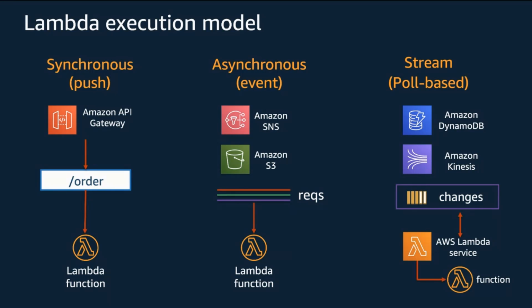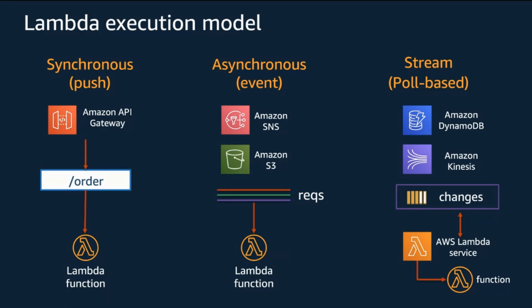And then lastly, there's the stream or pull-based execution model. In this case, with examples such as Amazon Kinesis and Amazon DynamoDB, these services are going to send out a stream of changes. And so the Lambda service will actually pull for and pull down these changes or those records and then invoke a Lambda function on your behalf. So 3 main execution models: synchronous, asynchronous, and stream-based.